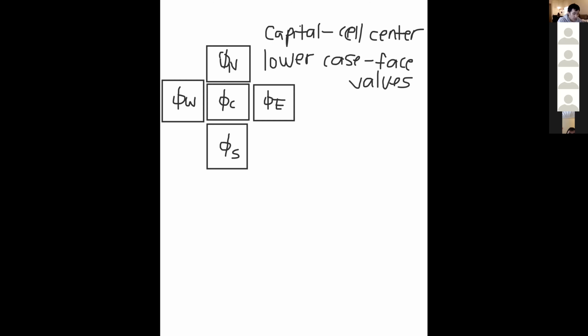Okay. So if you remember from the previous expression, what we hope to compute are the derivatives at each of the faces.